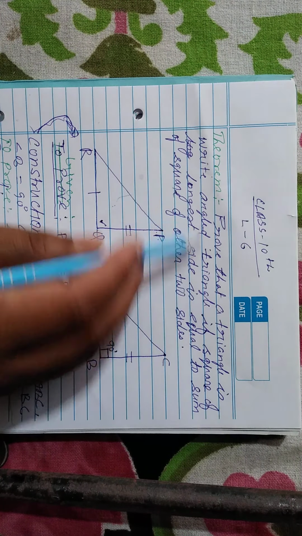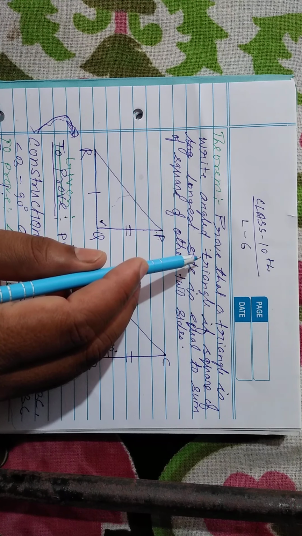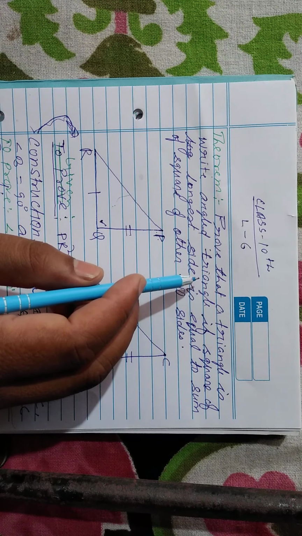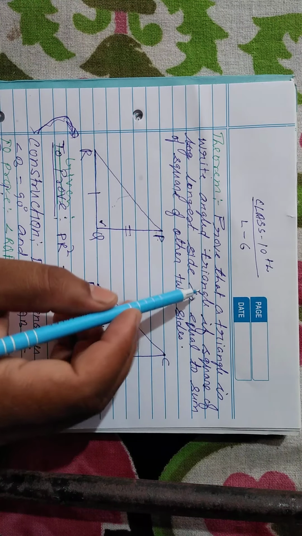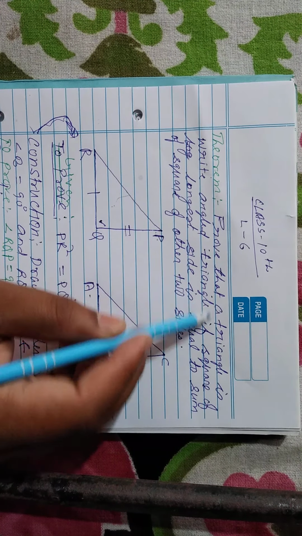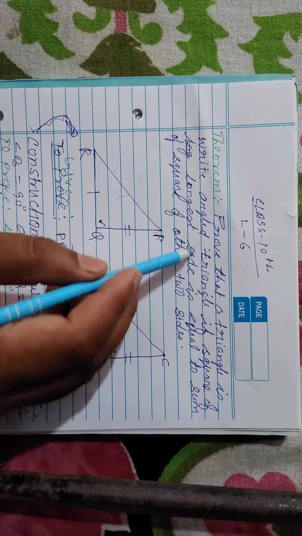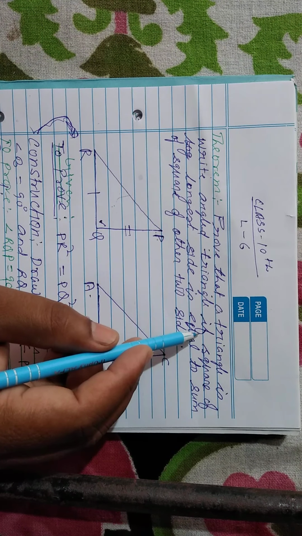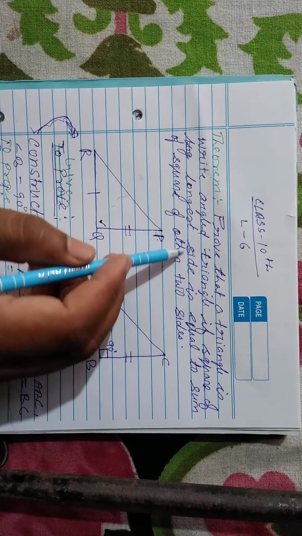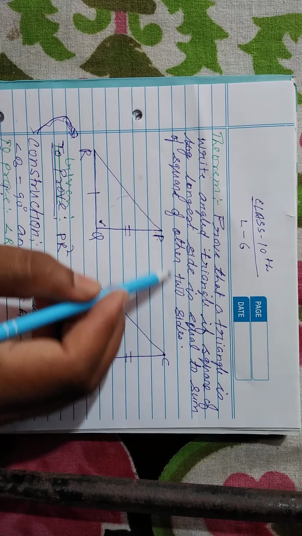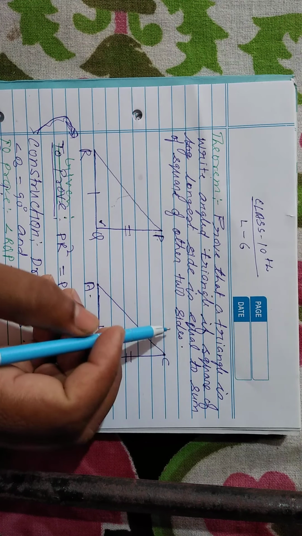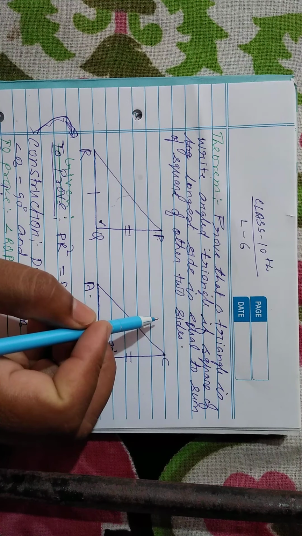It is also known as the converse of the Pythagoras theorem. Converse of the Pythagoras theorem: prove that a triangle is a right angled triangle if the square of the longest side is equal to the sum of the squares of the other two sides. It is the most important theorem for this year's board exam.